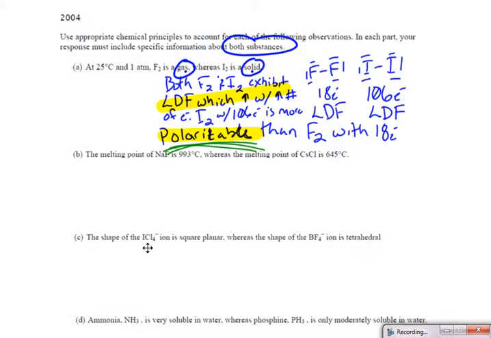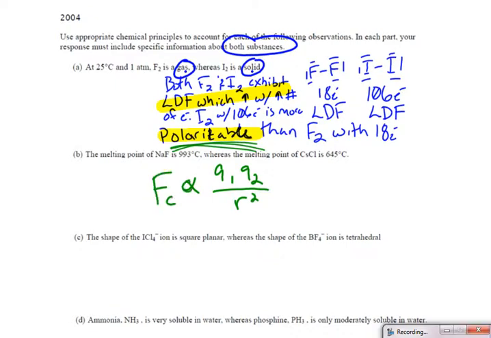Number next. The melting point of sodium fluoride is 993 degrees Celsius, whereas the melting point of cesium chloride is 645 degrees Celsius. So why is that? So what do we know about these two? Well, they're both ionic, and ionic bonds are held together by a Coulombic force, which is proportional to the charge of one ion times the charge of the second divided by the distance between them. So maybe it's the two charges. Sodium is a plus one.